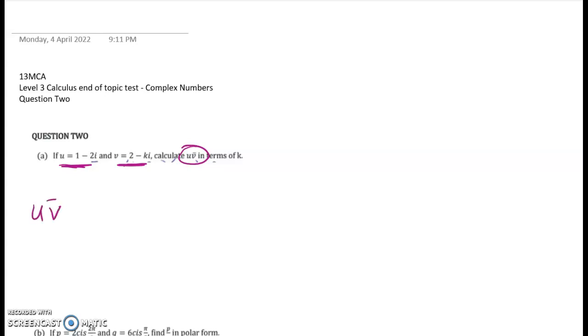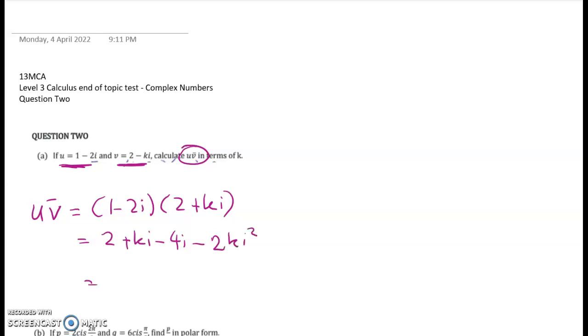U times v conjugate is equal to 1 minus 2i times 2 plus ki, which is equal to 2 plus ki minus 4i minus 2ki squared, which gives us 2 plus 2k plus k minus 4 times i. So there you go, that's the first question done. That's an achieved question, obviously.